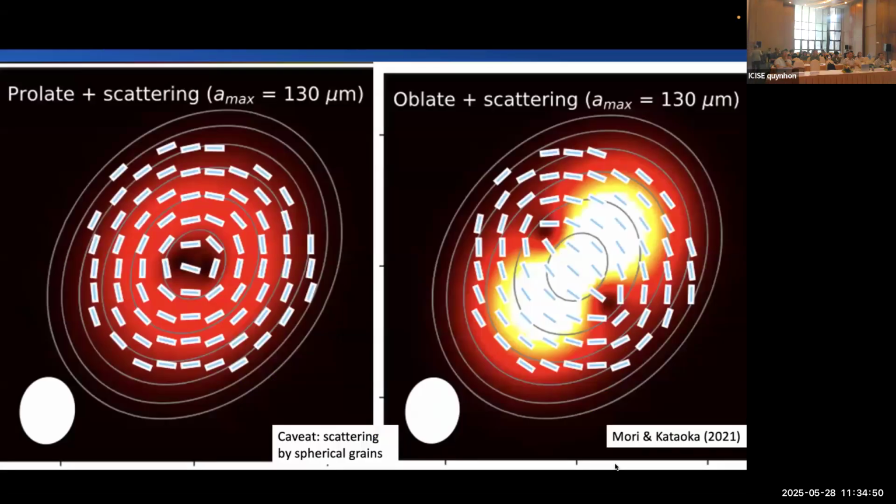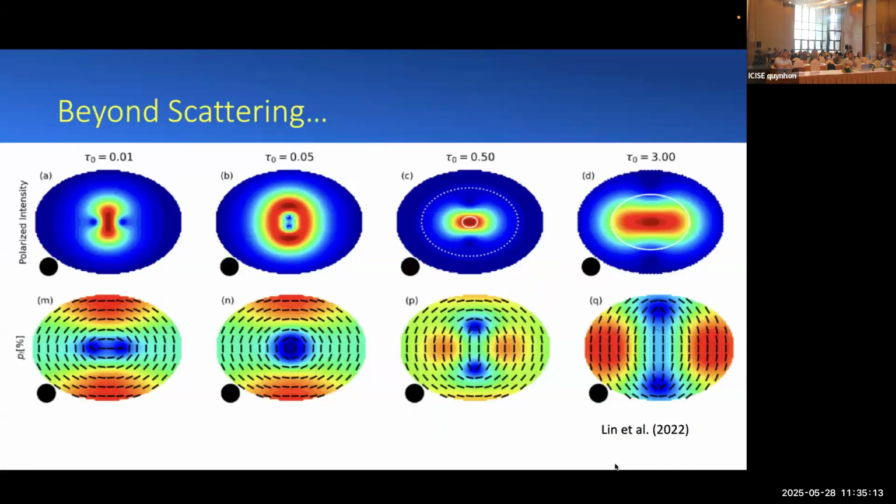Along the idea of azimuthally aligned prolate grains, there have been many works done. For example, Mori and Kataoka studied oblate plus scattering and prolate plus scattering, and they think prolate plus scattering reproduces the data better than oblate plus scattering. And Daniel also did work on the interplay between the scattering and the azimuthally aligned prolate grains. And you can see transitional patterns at different optical depths.